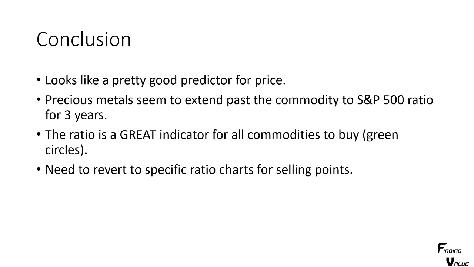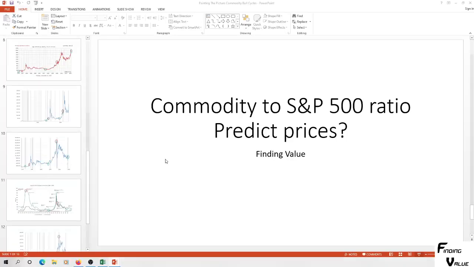The precious metals seem to extend past the commodity to S&P 500 ratio for about 3 years. The ratio is a great indicator for all the commodities that I can tell to buy. All those green circles, outside of maybe one time of uranium, they looked exceptionally good entry points. And we're flashing green right now, which means that platinum, silver, oil, natural gas, uranium, they're all flashing buy points.